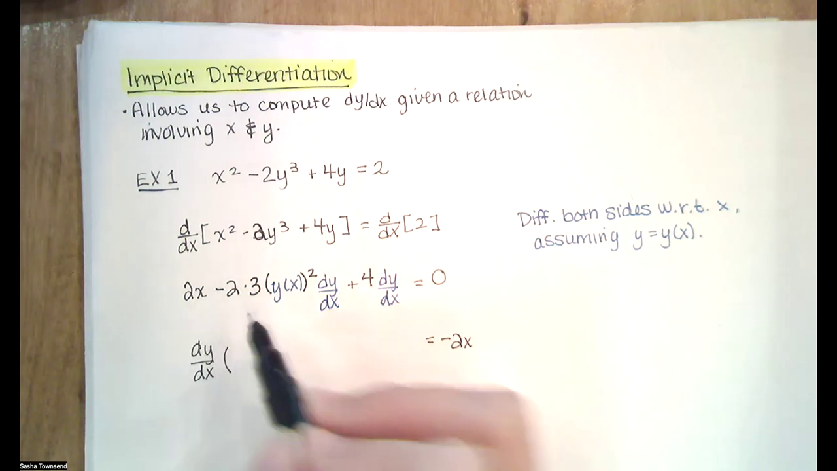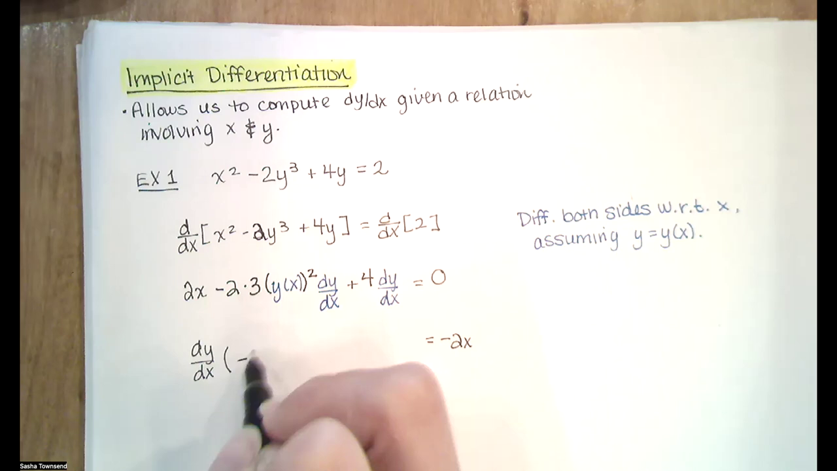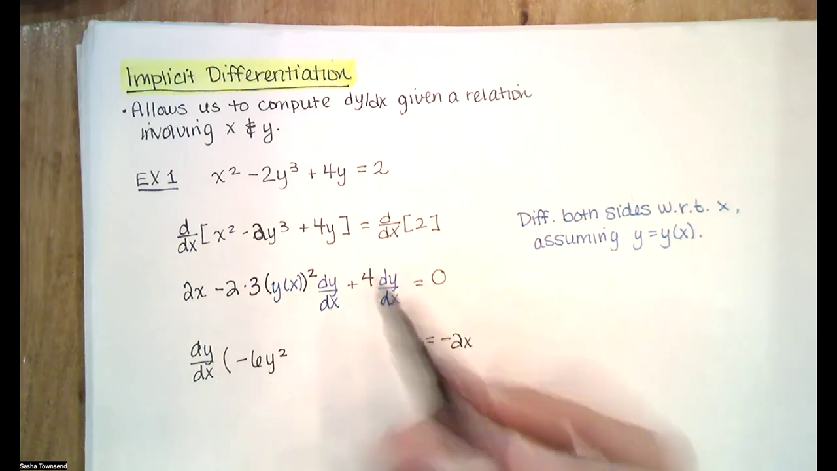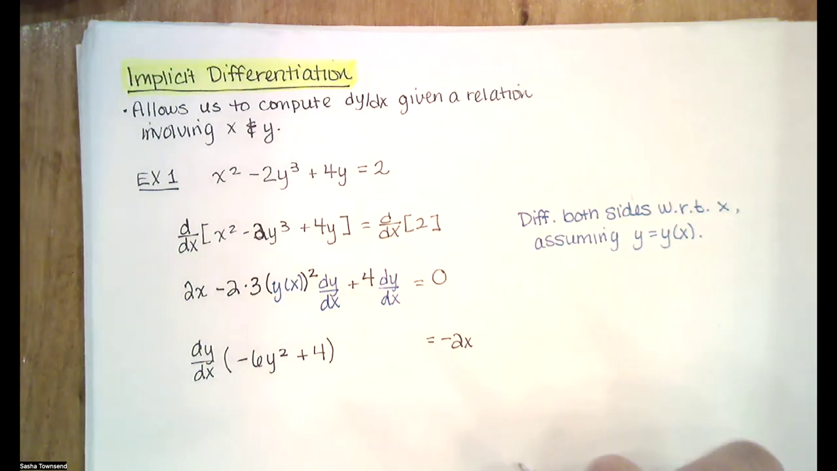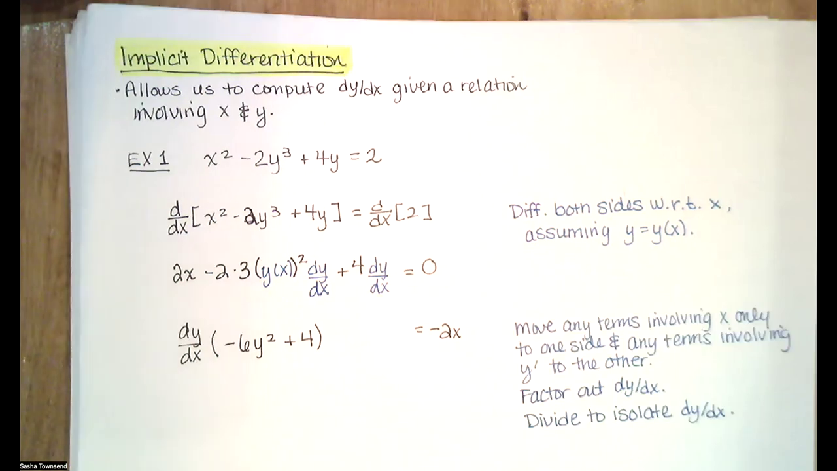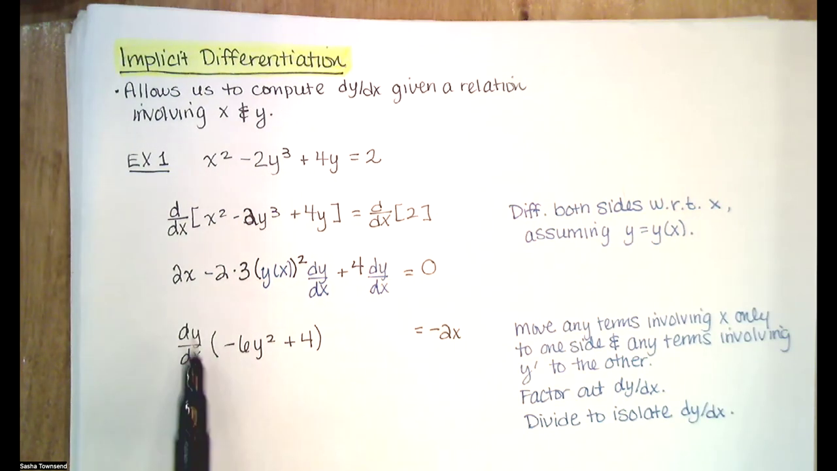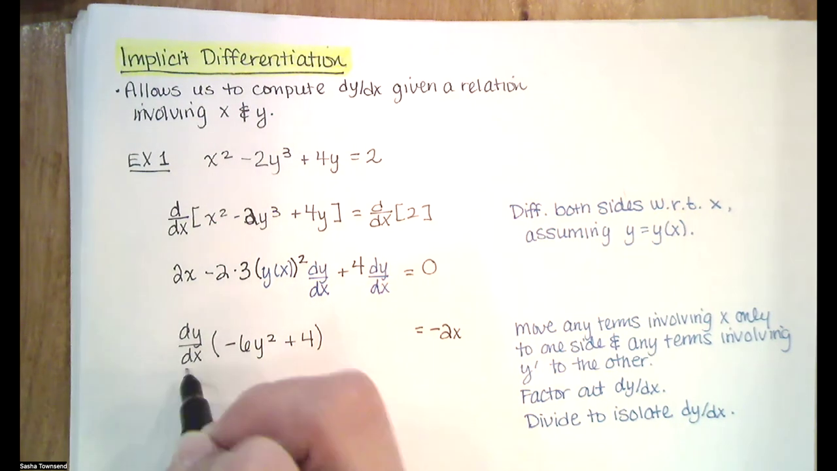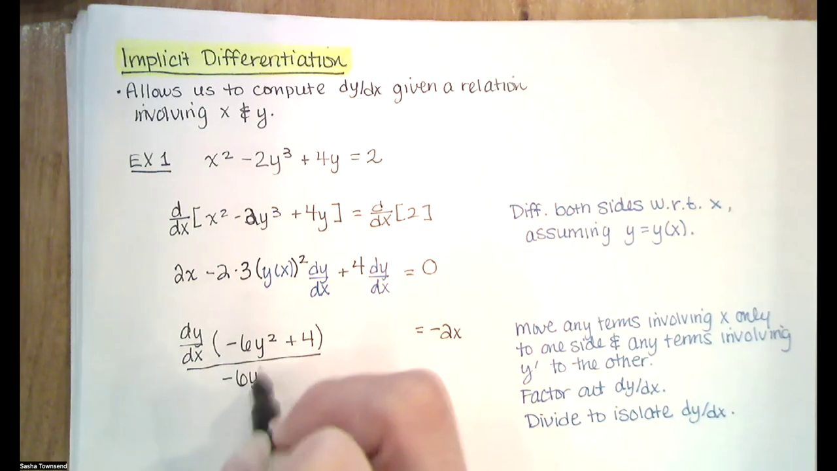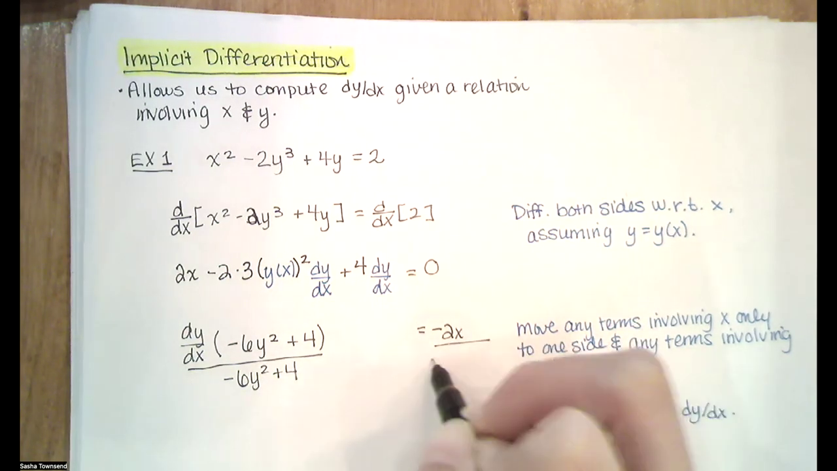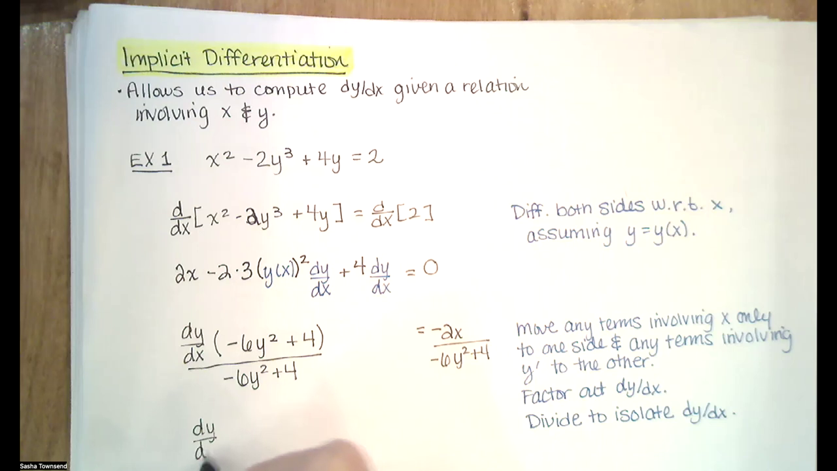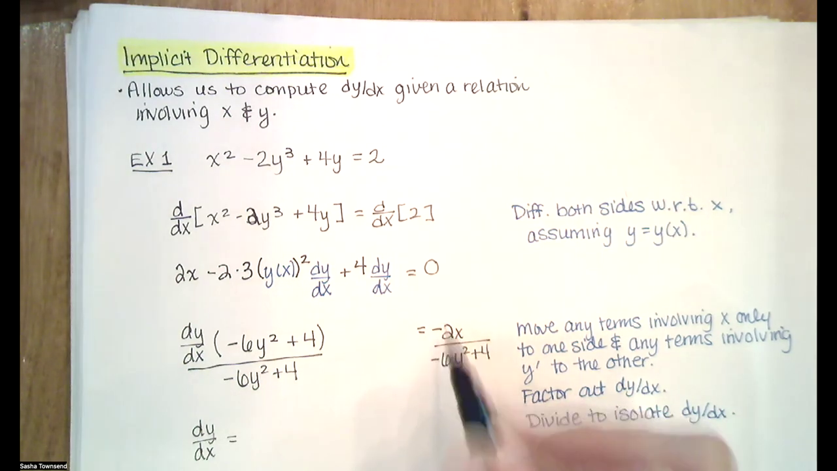So we'll have dy/dx times -6y squared times dy/dx is our first term. And then dy/dx times a +4 is our second term. So now we have dy/dx times this equals this. To get dy/dx by itself, we just divide both sides by the coefficient there. And if we want to, we can take that negative from the numerator and multiply by that negative in the denominator. We could just move it.